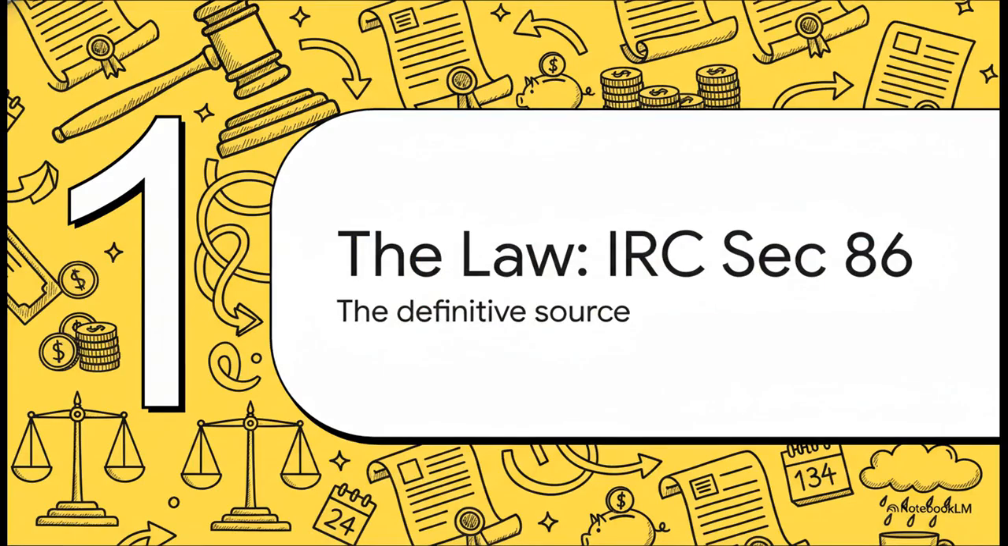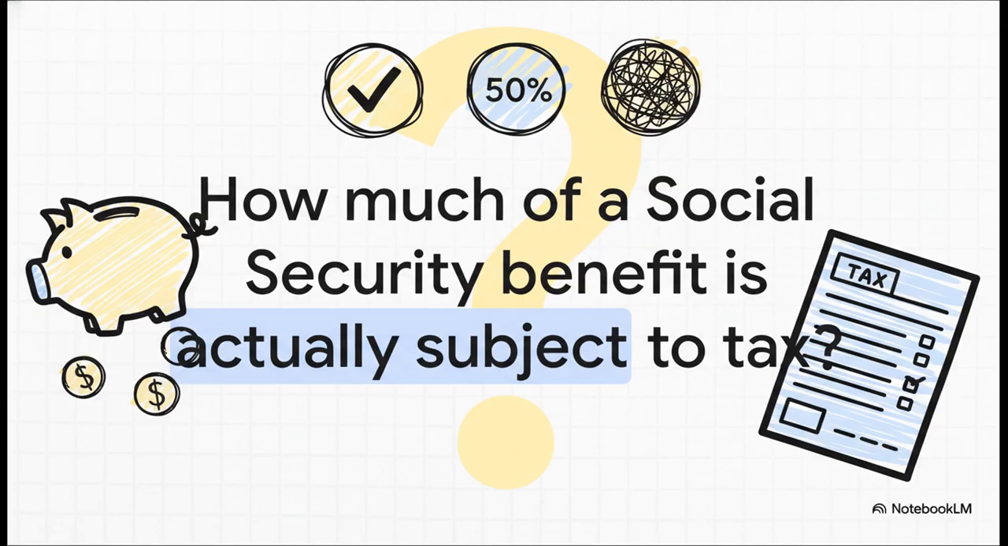Okay, let's start at the very beginning, at the source. You've got to start with the letter of the law. Everything we're about to explore, every single calculation, comes from one place in the tax code, IRC Section 86. This is the absolute rulebook. So this really gets to the heart of it for millions and millions of retirees, right? Is your benefit tax-free? Is 50% of it taxed? 85%? Well, the answer, as we're about to see, is it depends. And the way you figure it out is anything but simple.